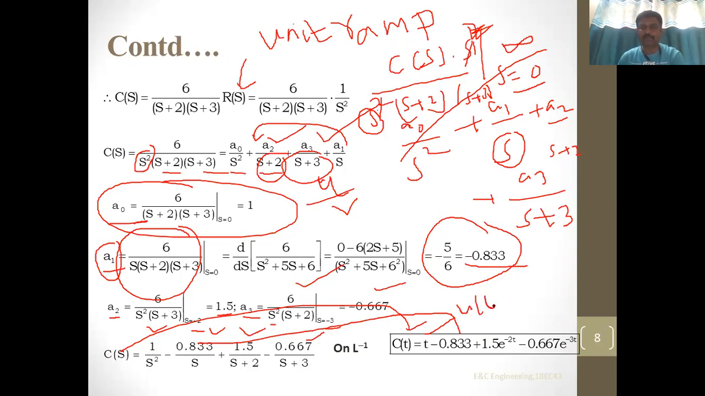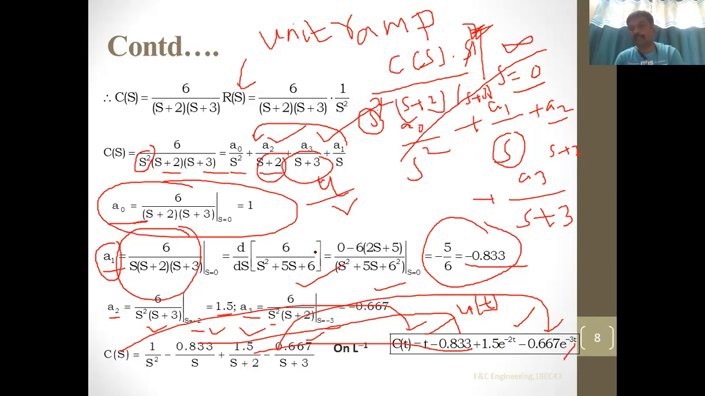Is it okay? This 1.5 as it is. Inverse of 1 divided by S plus 2 is e power minus 2t. Similarly, this is minus 0.667. Is it okay? Inverse of 1 by S plus 3 is e power minus 3t.